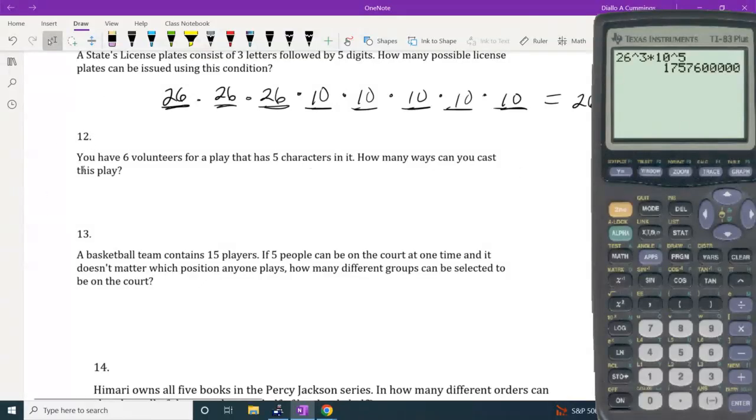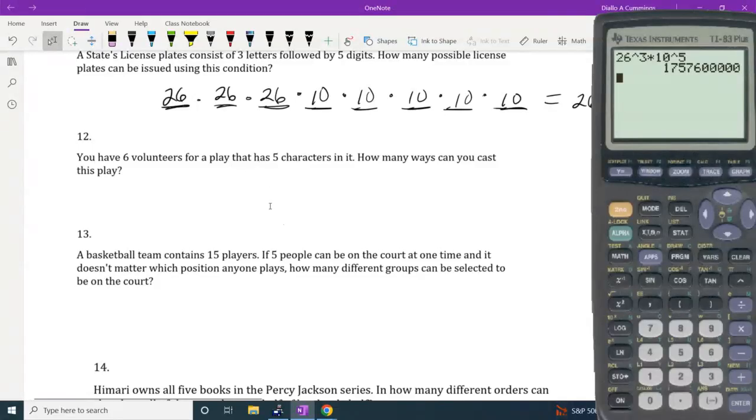So we look at number 12. It says you have 6 volunteers for a play. So that should automatically alert you that this is probably a permutation because the characters matter. If you were doing Romeo and Juliet, you would probably want a male to play Romeo. You wouldn't just pick people at random, right? So this would be a permutation. It's 6 volunteers for a play that has 5 characters in it. How many ways can you cast a play?